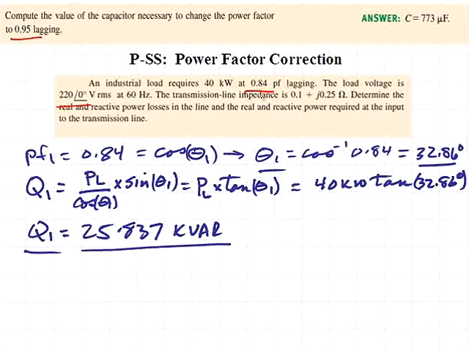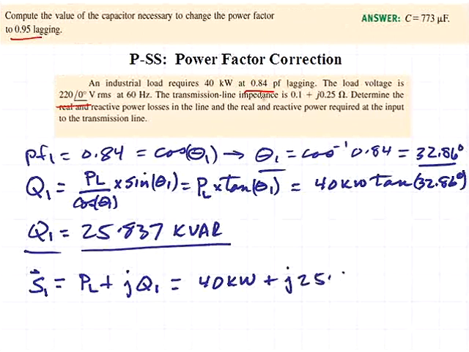Now we can write the initial complex power, S1 we'll call it, is equal to the load power plus this quadrature power which we've calculated. So this is equal to 40 kilowatts for the real part plus j 25.837 kilovars.